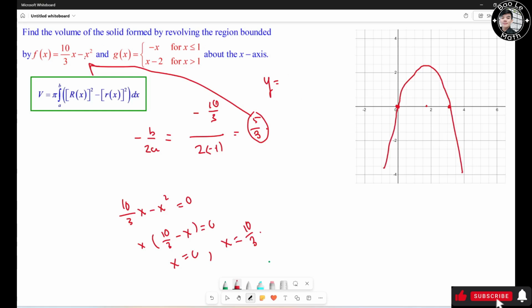Now the second one, g(x) equals negative x for x less than or equal to 1. You know that 1 right here, so it's going to be like this. Now g(x) equals x minus 2 for x greater than 1. If x equals 0, y equals negative 2, so it's going to be right here. Now x equals 1, y equals negative 1, so it could be right here. So you just connect this guy, but x greater than 1, so it's going to be like this.